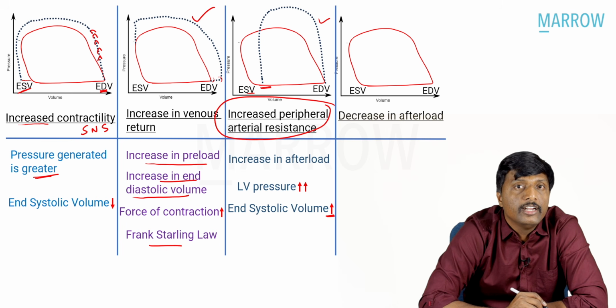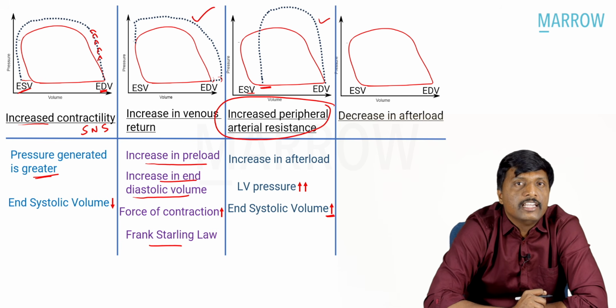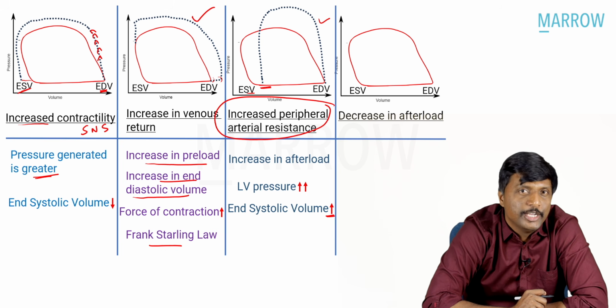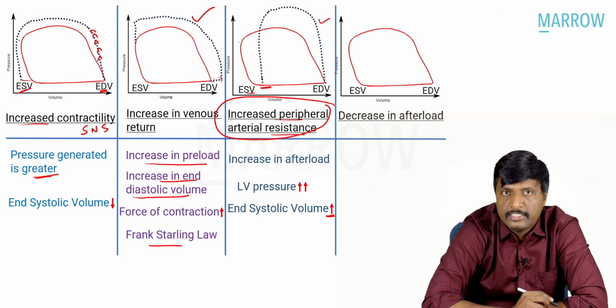it's a failing ventricle. But in research purposes, if you do that immediately after that increase in afterload, you may not see the changes in volume, you will only appreciate the change in pressure. So, we can definitely choose the answer as increased peripheral arterial resistance.